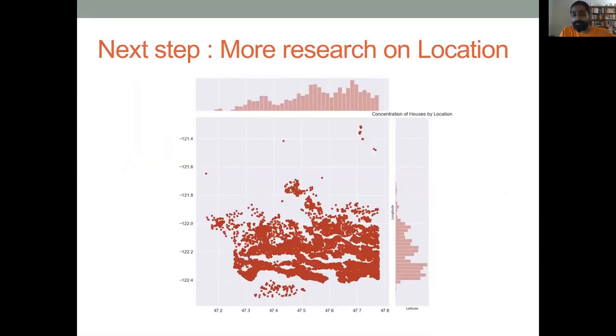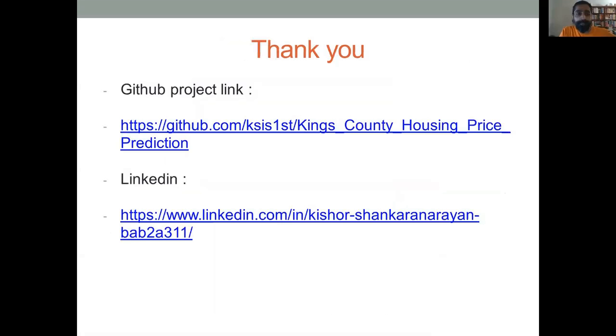The next step, I want to work more on the location in this data.